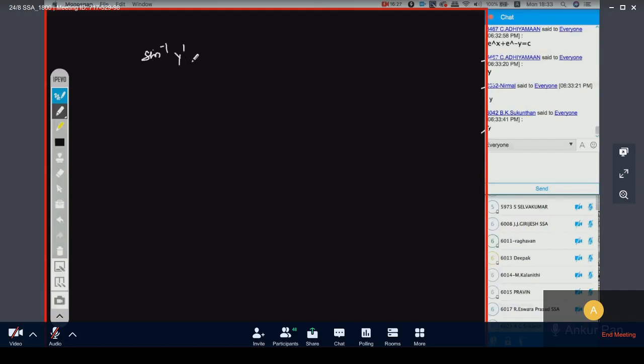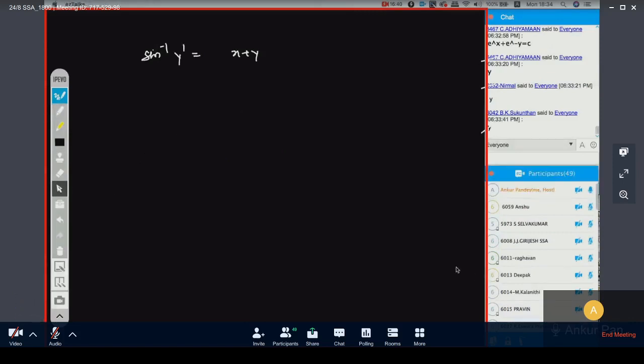Sine inverse of y dash is equal to x plus y. Quickly. Very easy. Very easy. Quickly, take it easy.